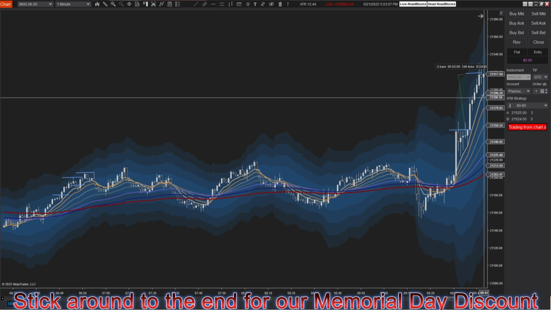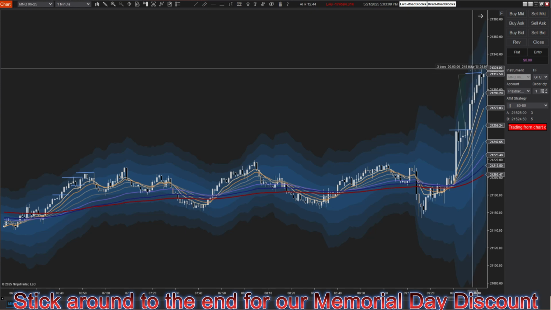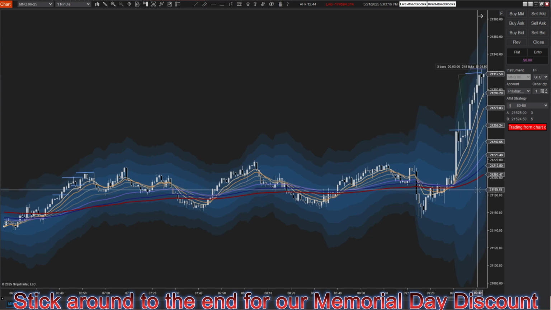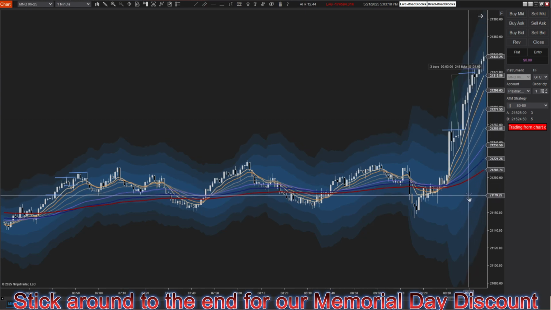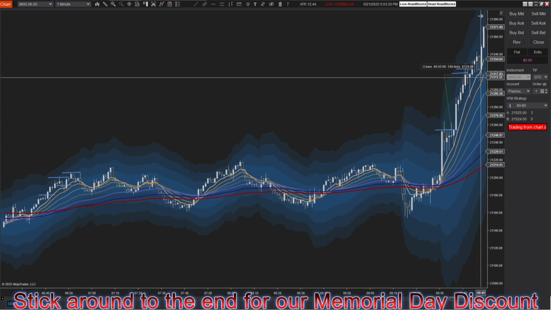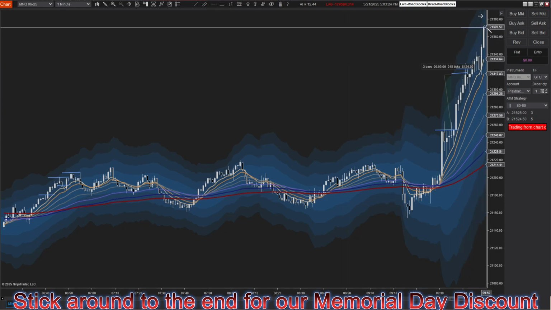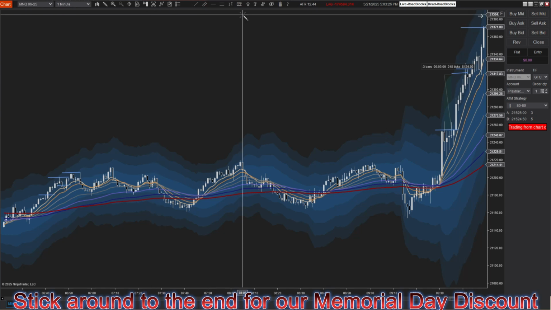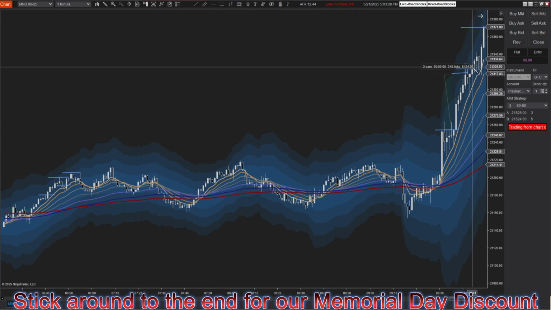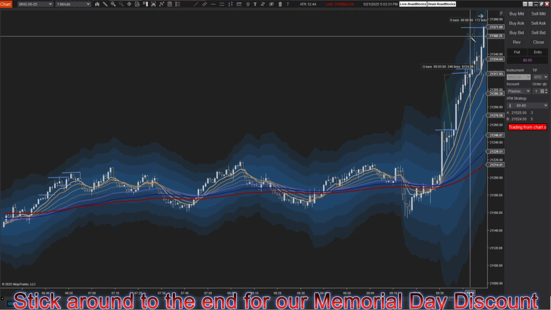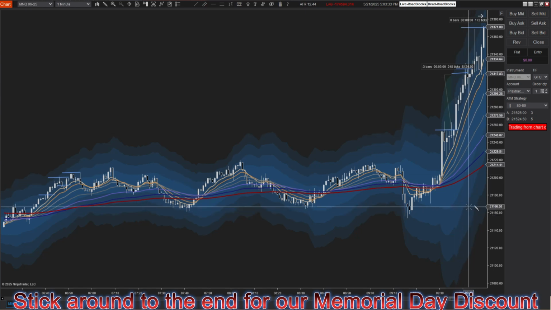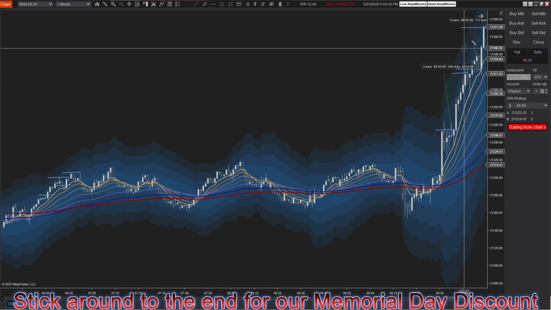We got another pullback to the 8 EMA, which allows us to enter at the break of that candle right there and ride that sucker up to somewhere in that area right there for another 172 ticks. So you are done for the day at that point.